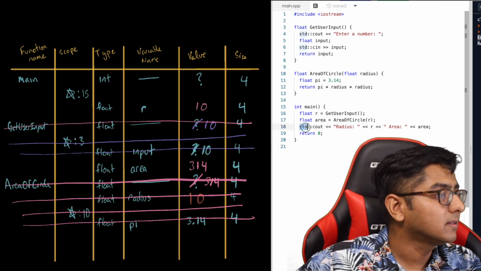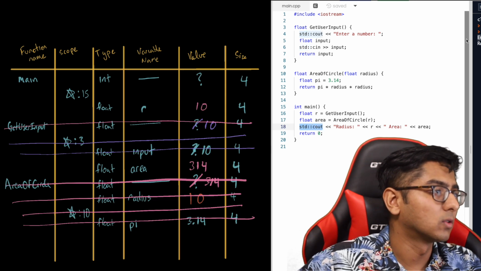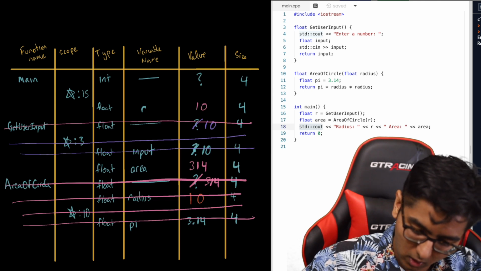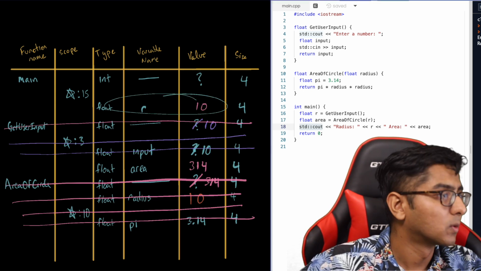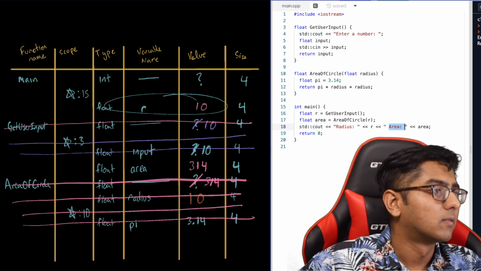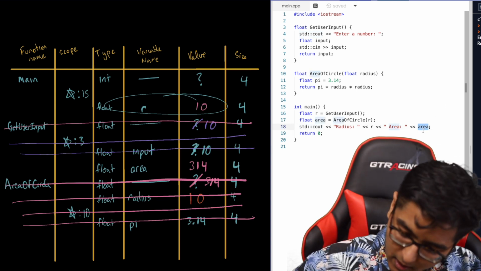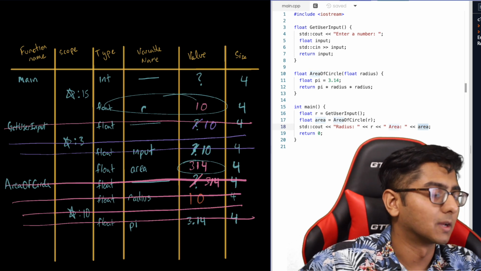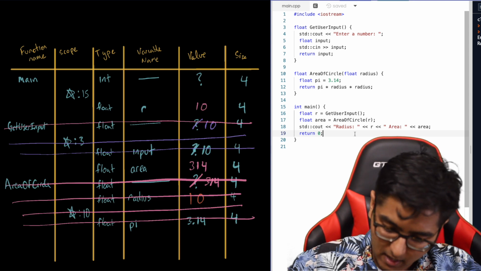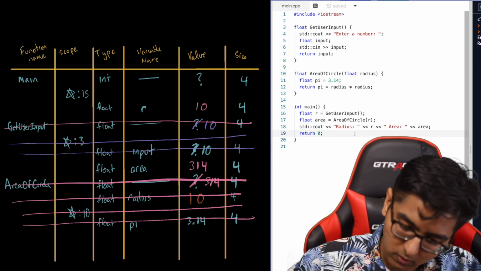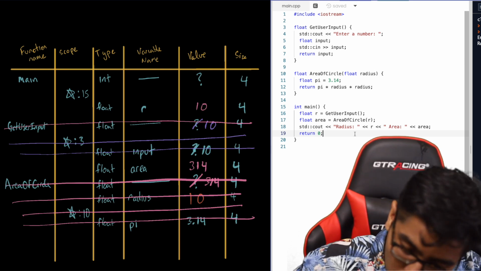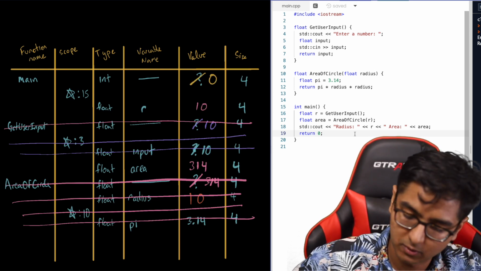And then line 18 asks me to print out to the console the word radius, followed by the value of whatever is in the r variable, which is the number 10, followed by the word area, followed by the value of the area variable, which is 314. And then lastly, on line 19, I'm asked to return out from the main function. So it's asking me to return 0. So I'll update the value of my main function to be a value 0.